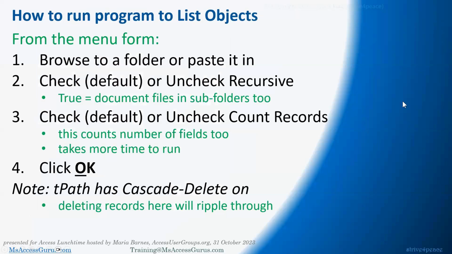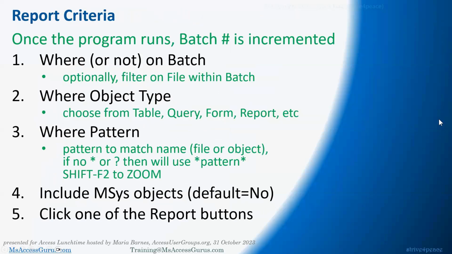How to run it, you just browse to a folder or paste a folder in or put a drive letter in, and then just have a look at the two check boxes and then just click OK. On the report criteria, I'm not going to go through this right now, but I've left it in here so you can reference it.